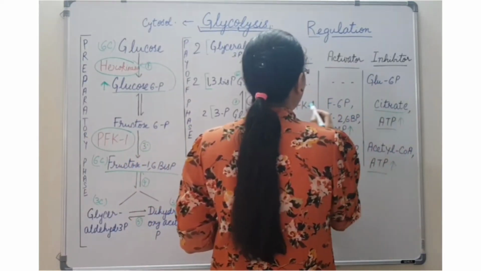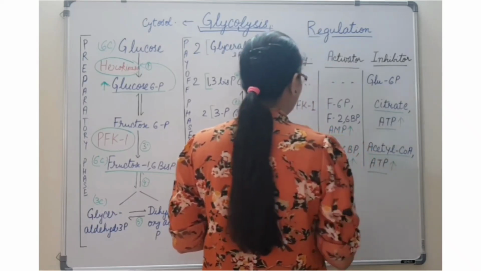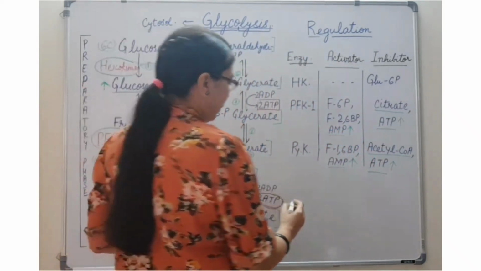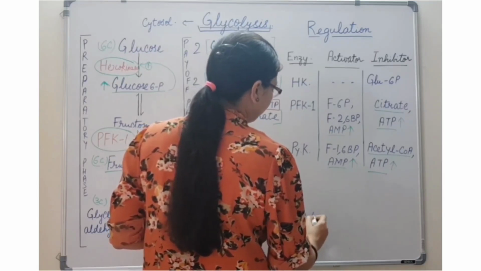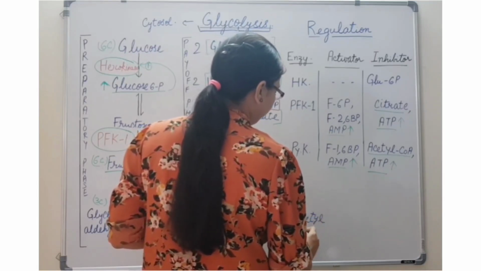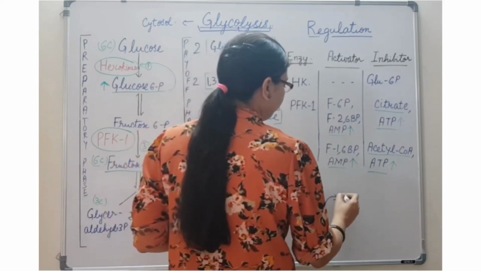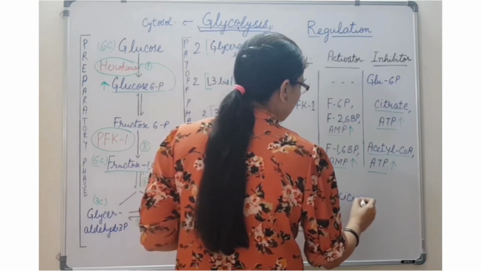Citrate inhibits phosphofructokinase 1 and acetyl coenzyme A inhibits pyruvate kinase. We know that pyruvate is converted into acetyl coenzyme A. This then enters the Krebs cycle, and the first product that is formed is citrate.